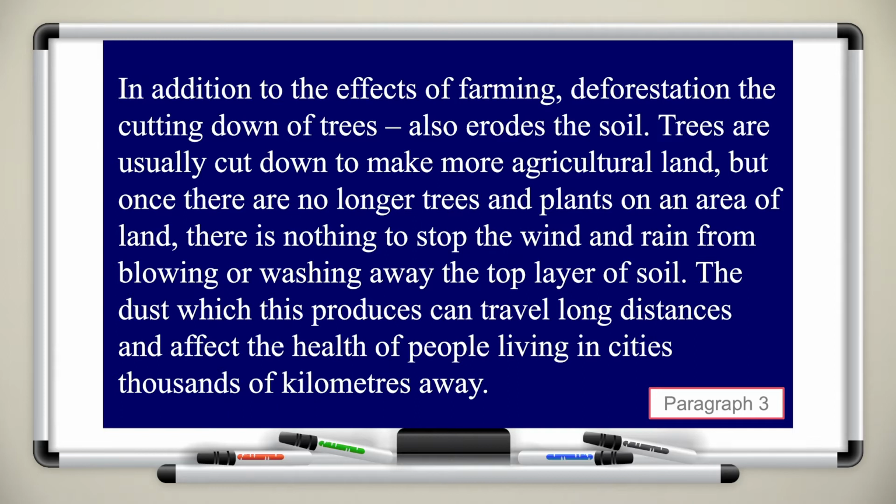Trees are usually cut down to make more agricultural land, but once there are no longer trees and plants on an area of land, there is nothing to stop the wind and rain from blowing or washing away the top layer of soil.